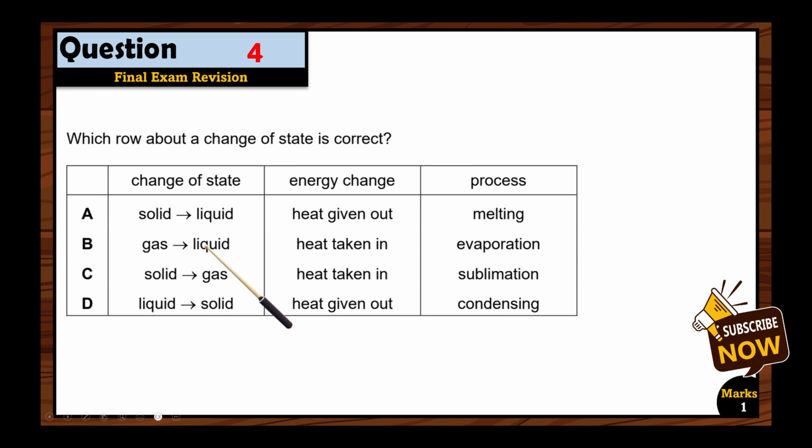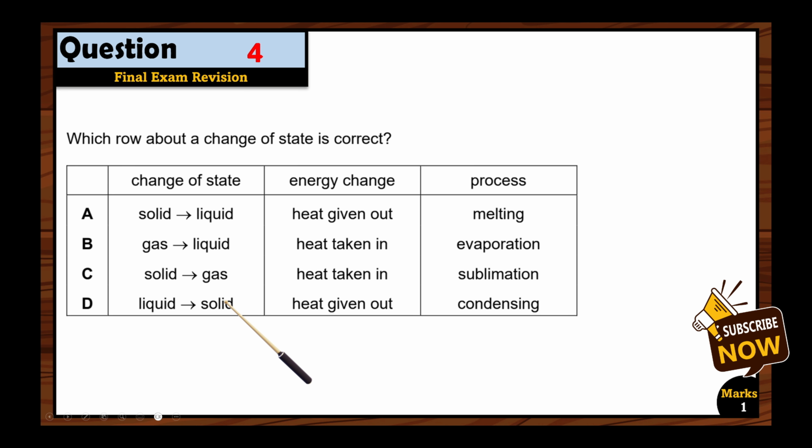Now the gas is converted into a liquid. In a gas, the particles are far away from each other, right? So now in the liquid, they are coming close together. When particles come close together, it means they are forming bonds. And when the particles form bonds, they give out the energy. So if you see here, it is written that the heat is taken in. It means it is also wrong.